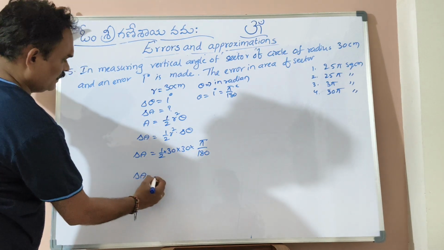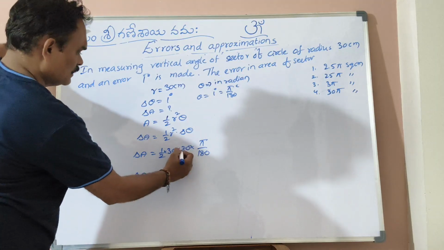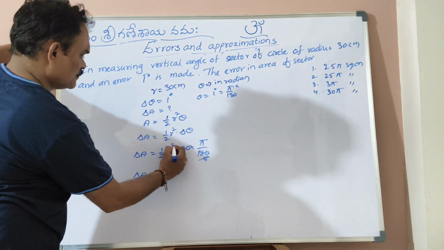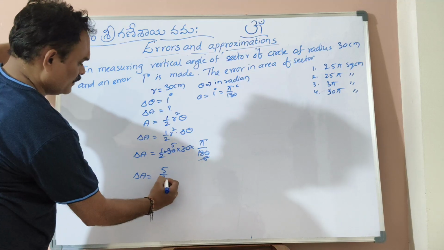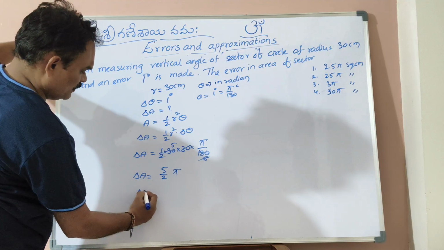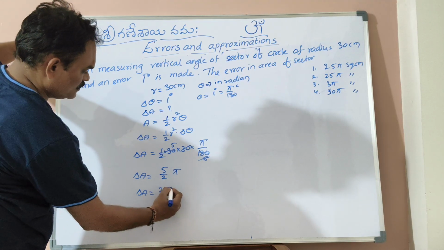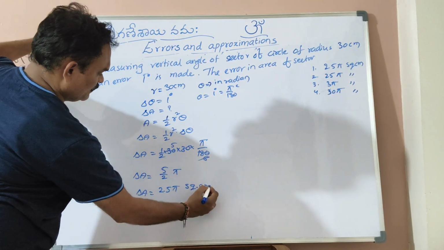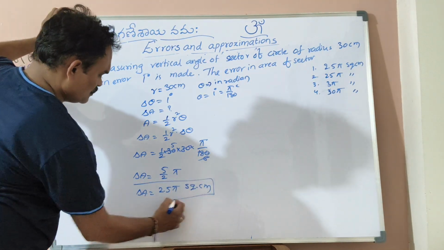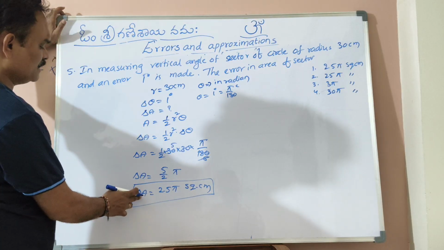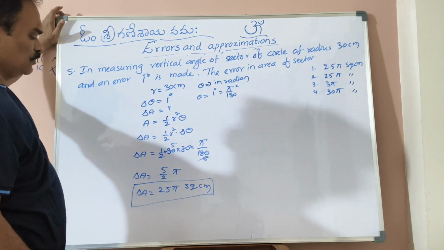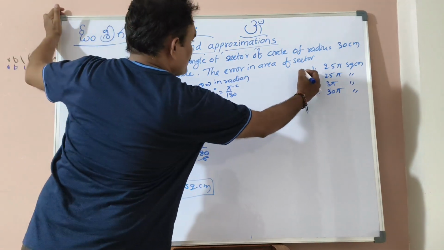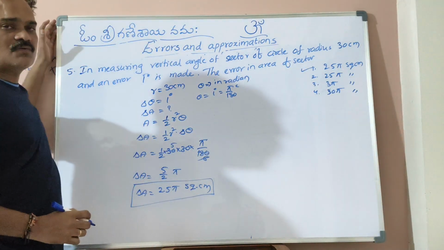So that delta A equals 900 by 360, which is 5 by 2 into pi. So delta A equals 5 by 2 pi, which is 2.5 pi square centimeters. So the error in the area of the sector equals 2.5 pi square centimeters. That is option 1, the right answer to this question.